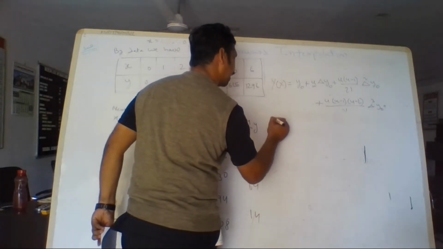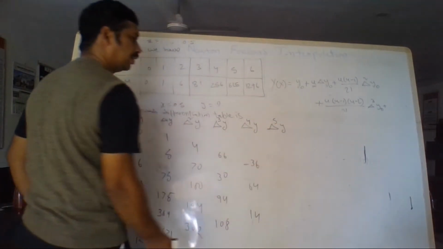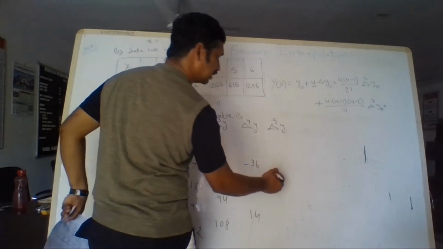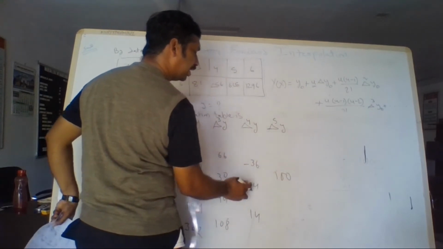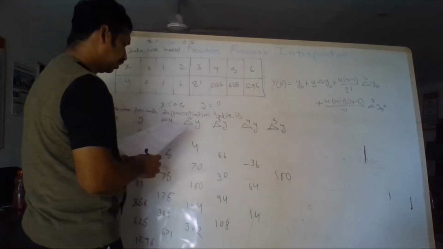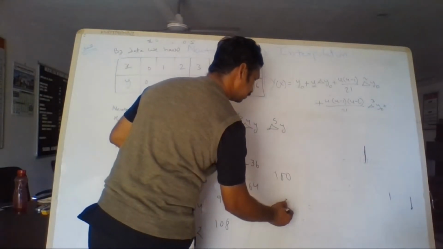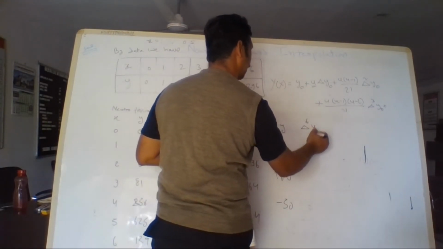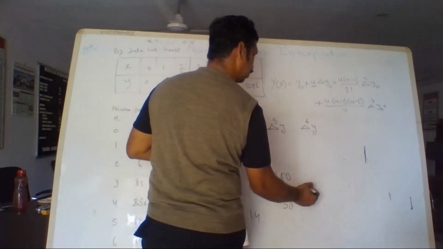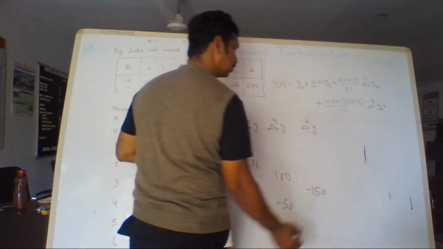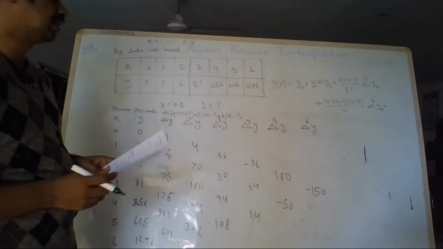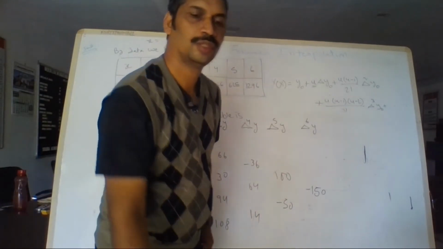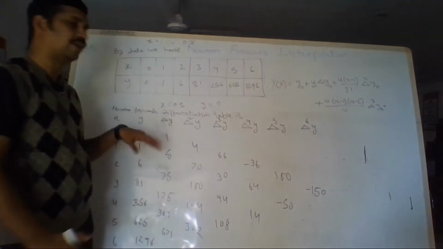Delta power 5 of y: until the end we will do, until one value remains. 64 minus (minus 36) is 100, 14 minus 64 is minus 50. Last one, delta power 6 of y: minus 50 minus 100 is minus 150. This is the Newton forward difference table.